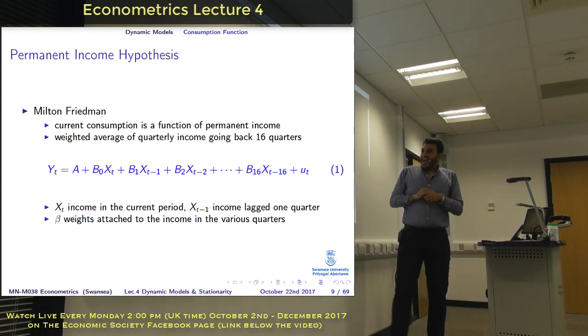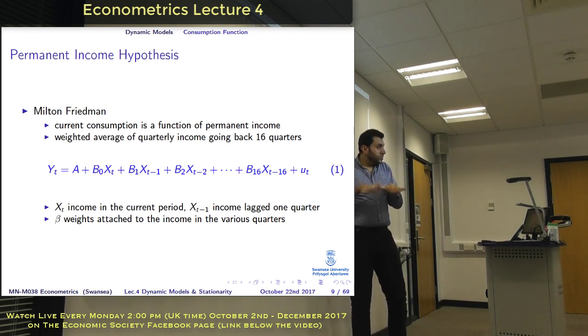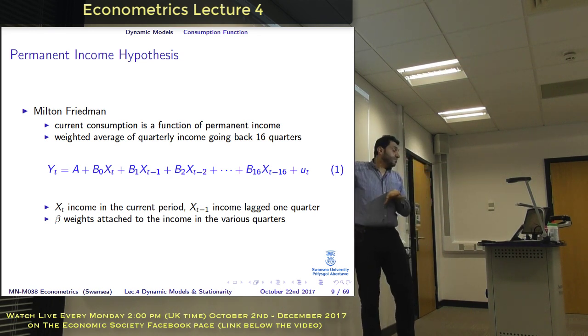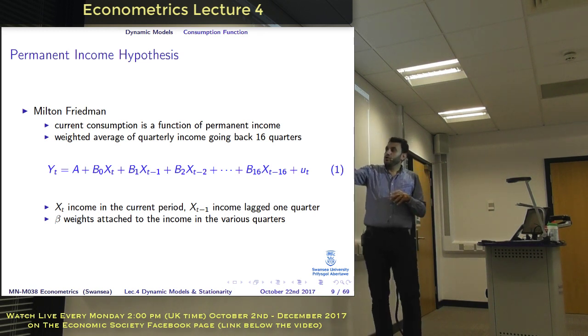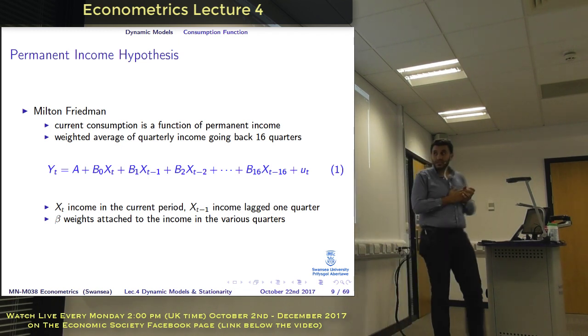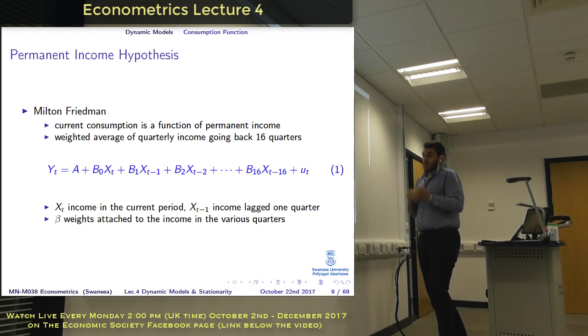So xt is the income in time t, the current income, and yt is consumption in time t. This income in time t is not the only determinant of yt, the consumption in time t. Income in previous time periods also has some impact on consumption in this year.